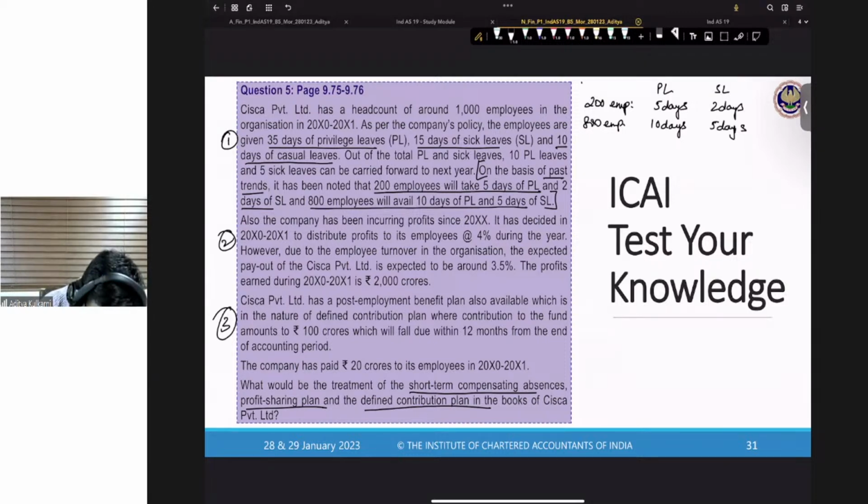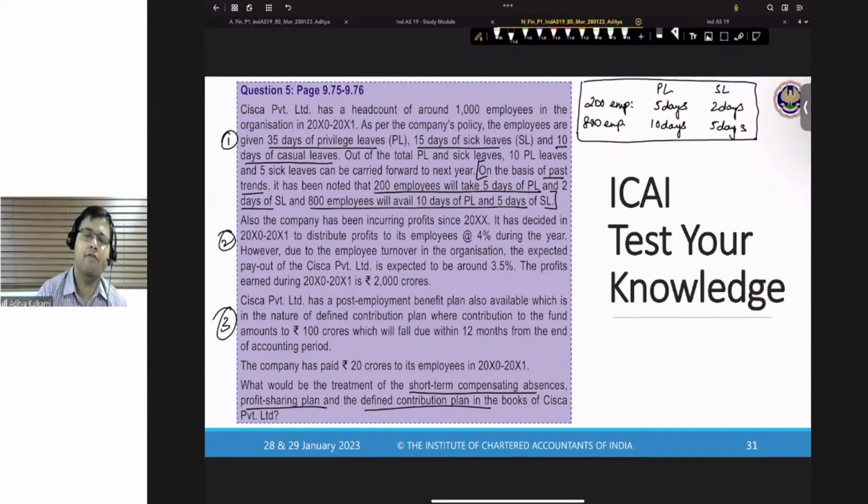So now, how do I do the accounting? Very simple. You record the corresponding salary amounts. They've not given the salary amounts, so I cannot record that. What you will have to say is, we should recognize a liability of privilege leave to the extent of 5 days and sick leave to the extent of 2 days in respect of 200 employees. And we should recognize a liability to the extent of 10 days privilege leave and 5 days sick leave in respect of 800 employees. This is basically the unused leaves in the current year, which are expected to be utilized in the subsequent year.